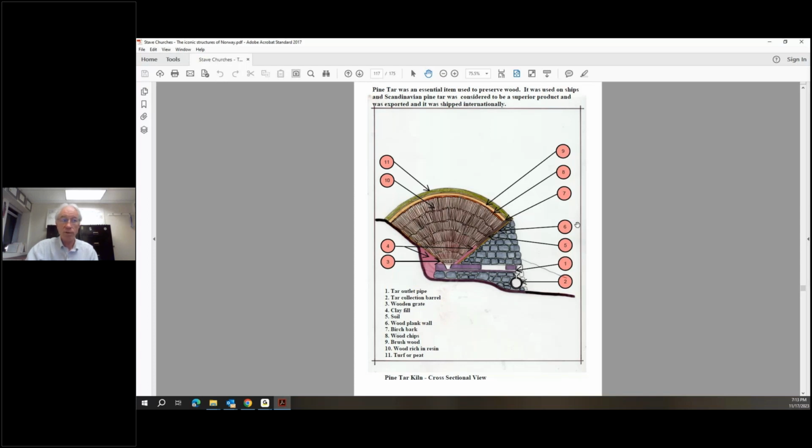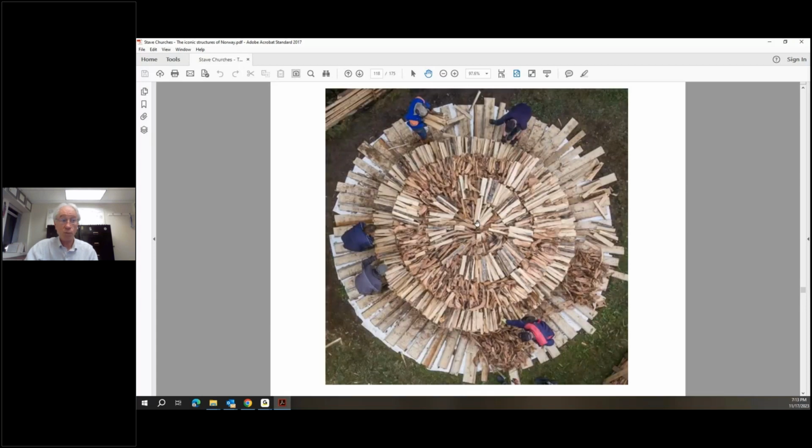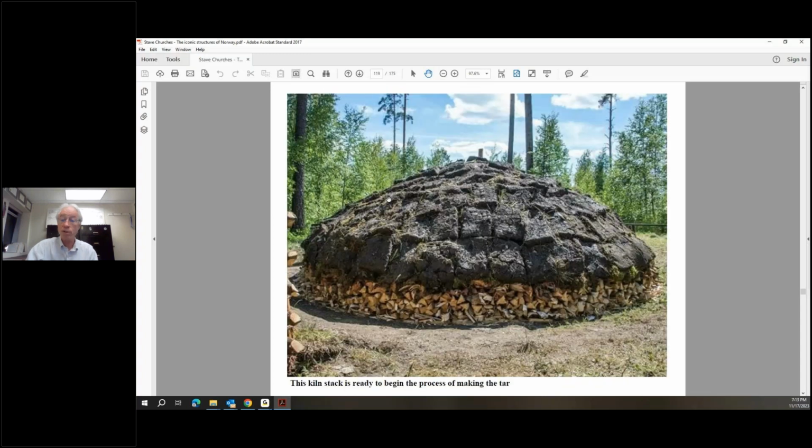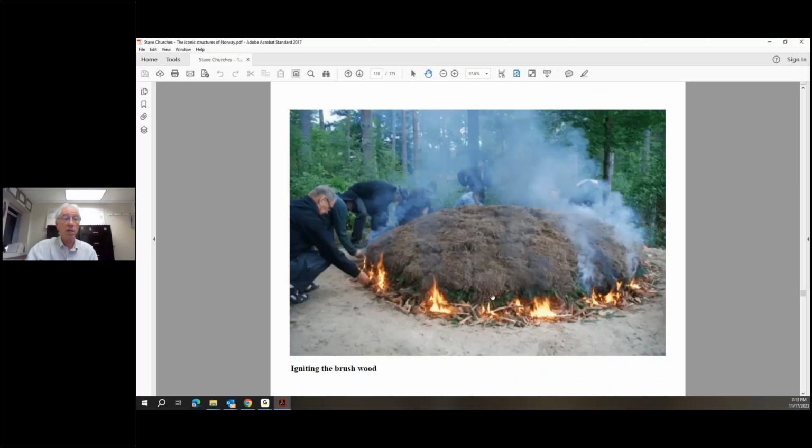So here's a bird's eye view of the mound of wood that's been stacked, the peat on top, and here exposed on the edge is the kindling, the wood chips that will be burned. All right, there's a high temperature, but the fire goes on for days, and somebody has to watch over it. And gradually, the resin oozes out of the wood as it heats, and that's what's captured.